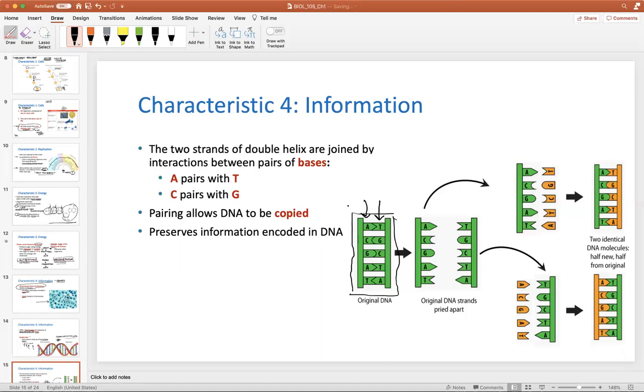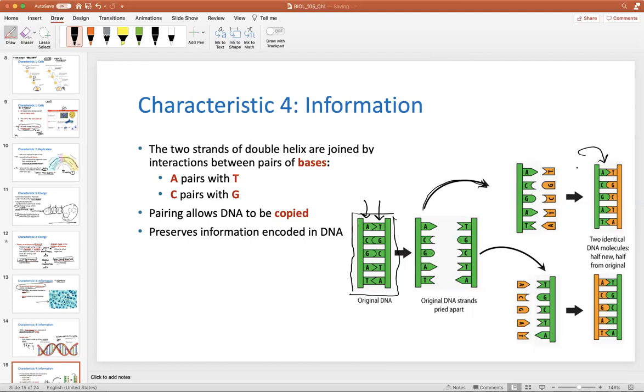So A pairs with T and C pairs with G. And so this is really elegant. It gives us an immediate understanding of how information is stored, because you can copy this information really easily. If you pull these 2 pieces apart, right, you immediately have a template to make a new copy. So let's look here. Because we know that A always pairs with T, here's our T, C always pairs with G, there's our G, et cetera, et cetera.